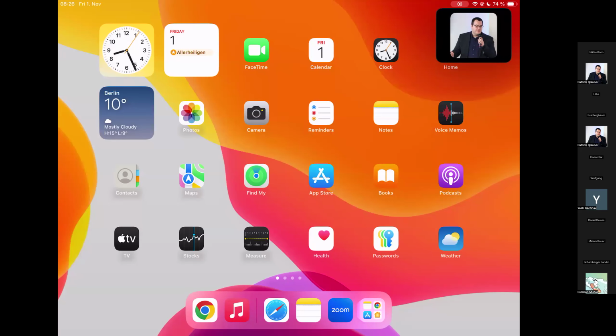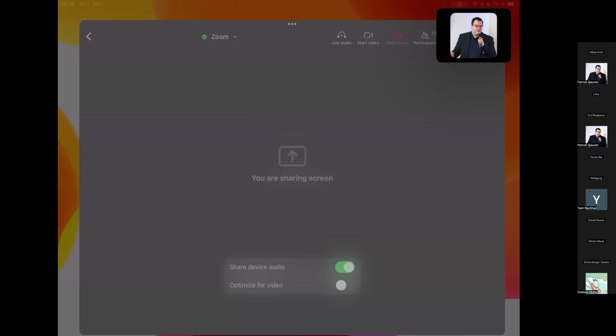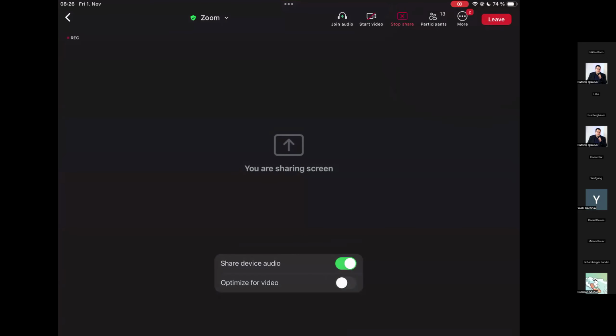Sorry, the screen share just stopped. I don't know why. I'll fix it.